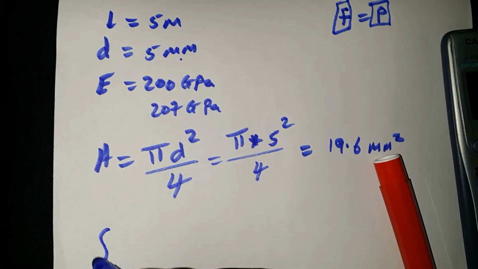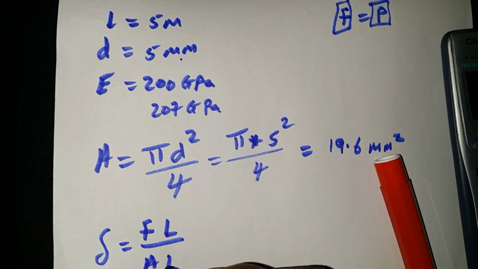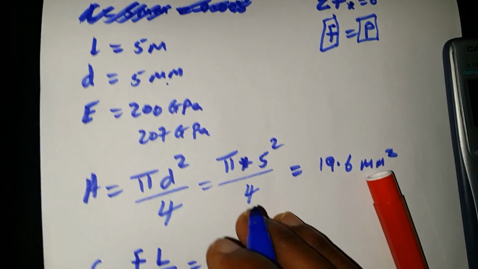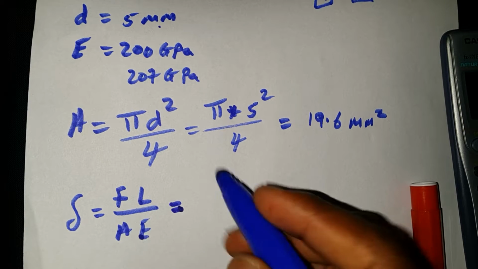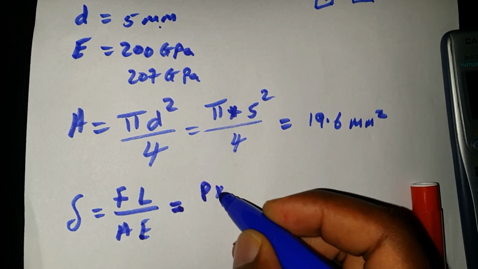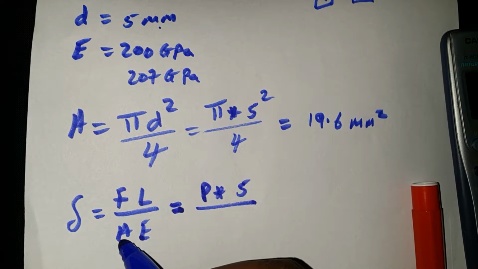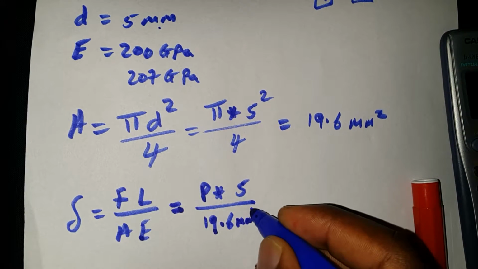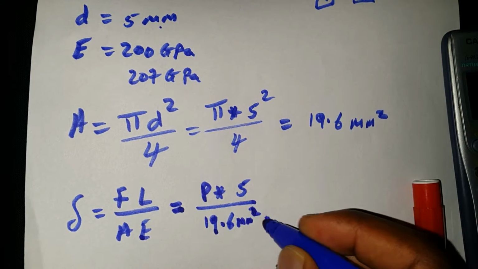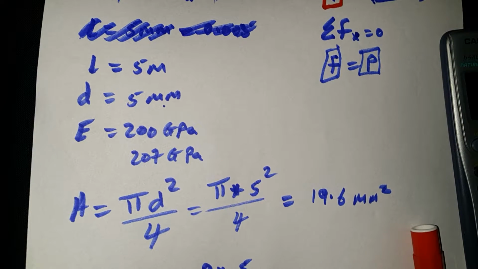We know that our deformation formula is force, length, area, and Young modulus. So from here we know that our force is P, times the length, which is 5, all over the area we found as 19.6 millimeter squared, times Young modulus. We will try to use 200 gigapascal, which is 200 Newton per millimeter squared.